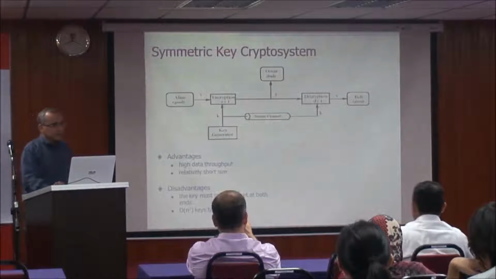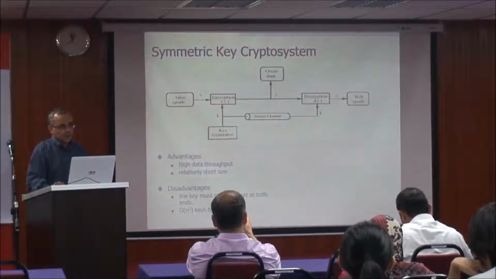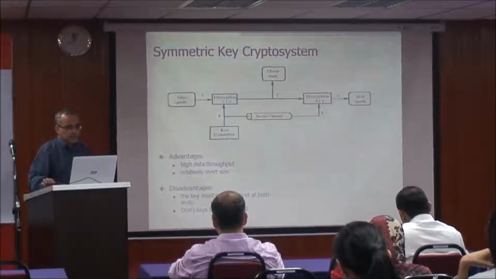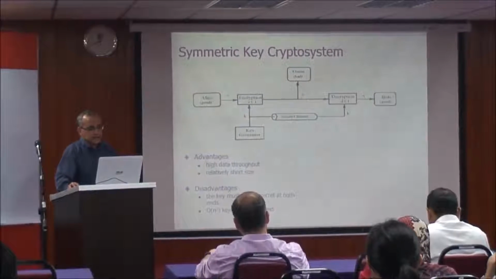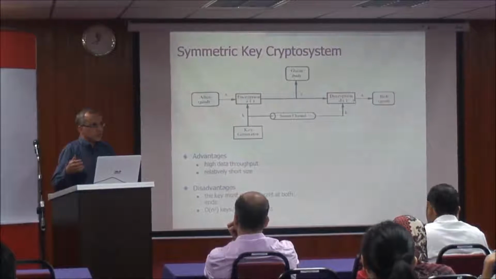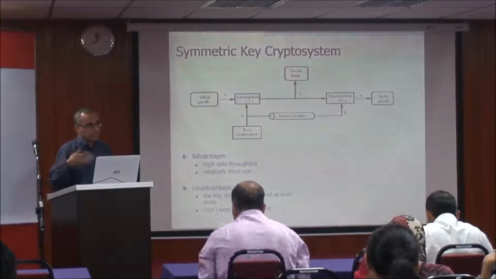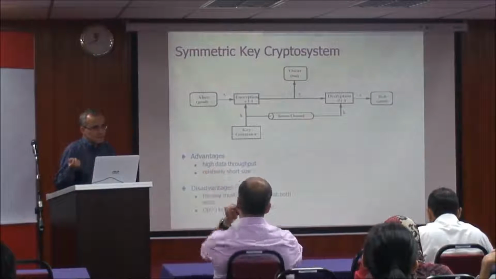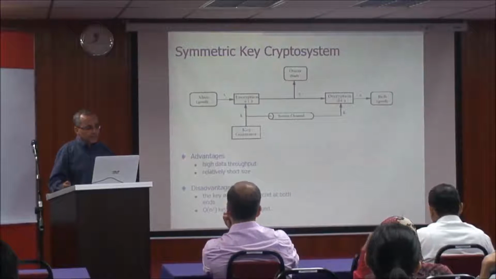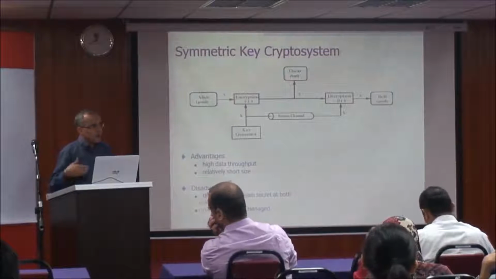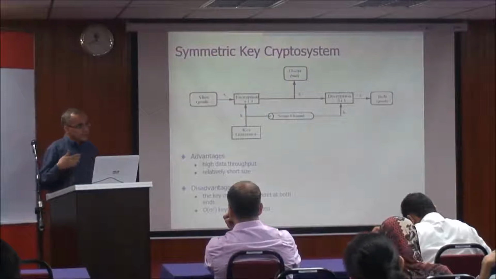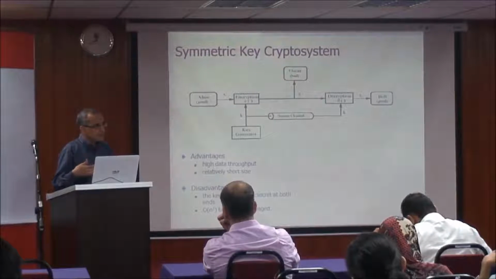So I'm guessing that you're all familiar with symmetric key cryptosystems. In symmetric key cryptosystems, we assume that both the sender and receiver share a secret key, unlike public key cryptosystems where we have the notion of private key, public key pairs. Here we only have one secret key shared between the sender and the receiver. The main advantage of symmetric key cryptosystems is that they offer high data throughput compared to public key cryptosystems. We're always providing encryption speed that is orders of magnitude faster than public key cryptosystems.